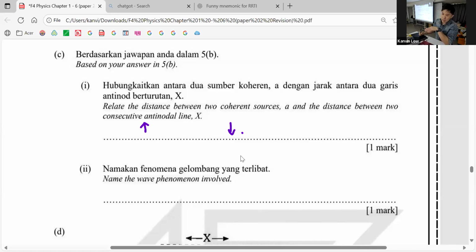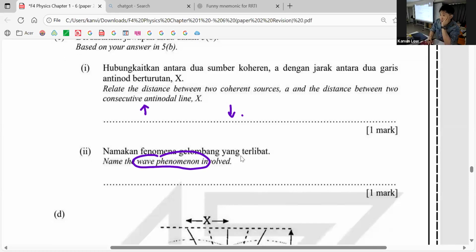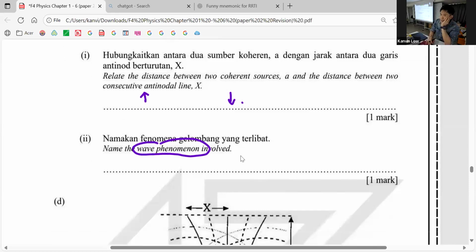Okay, guys, tell me what is the phenomenon? They love to ask, what is the phenomenon of this thing? Yes, this is interference. Answer the question. Okay, I give you a chance. Her answer is wrong if she writes only interference. Why? Waves.